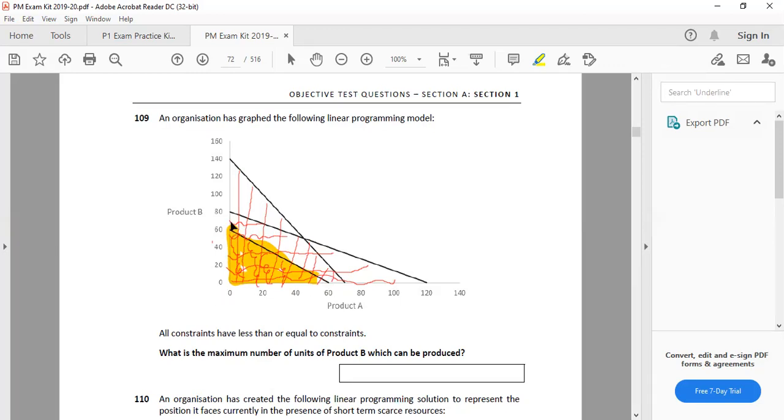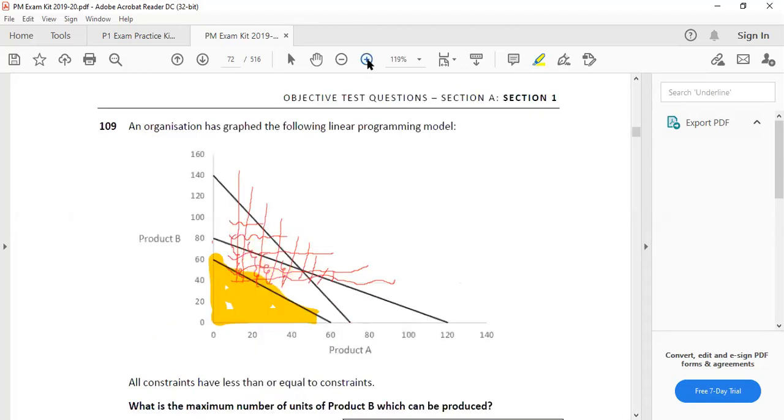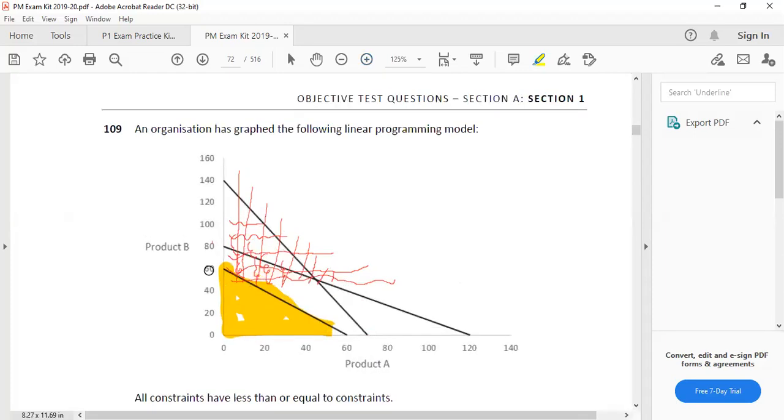In this feasible region, we have 3 points. One is 0, 60, another 0, 0, another 60, 0. These are the 3 points we see. The question is straightforward. It's asking what is the maximum number of units of product B. B is placed on the y-axis. So if B is the one we have to look into, B has 60. Do you see that? This point has 60. Is that clear?